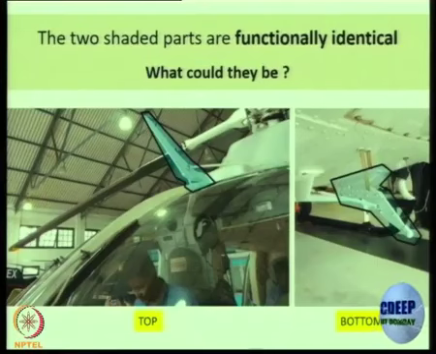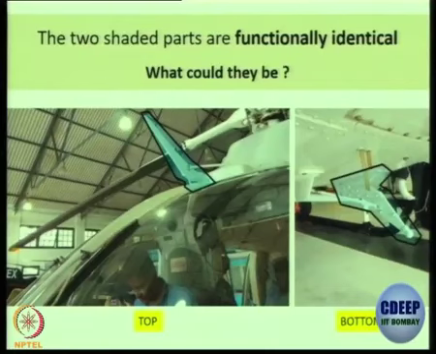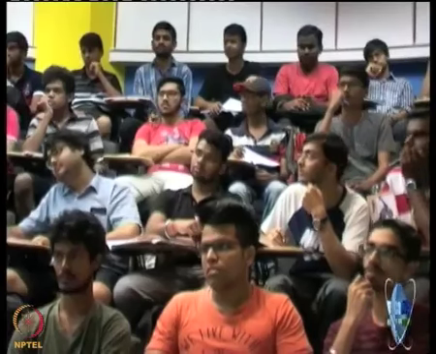So how would these 2 parts give you vertical speed? No, they are just metallic pieces. Yes. No, no, they are not lights. Lights are mounted in a much bigger, they are much larger. Yeah.